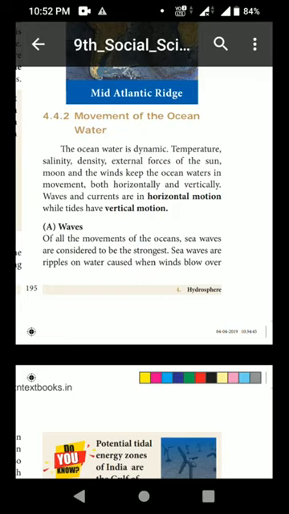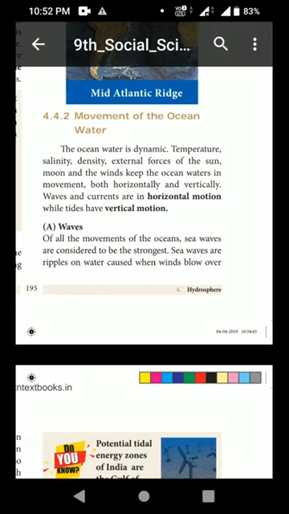So today we will learn about the movement of the ocean water. Under this heading also, there are three subheadings. It explains about waves, tides and ocean current. About this only we are going to learn today in detail. First one is movement of the ocean water.